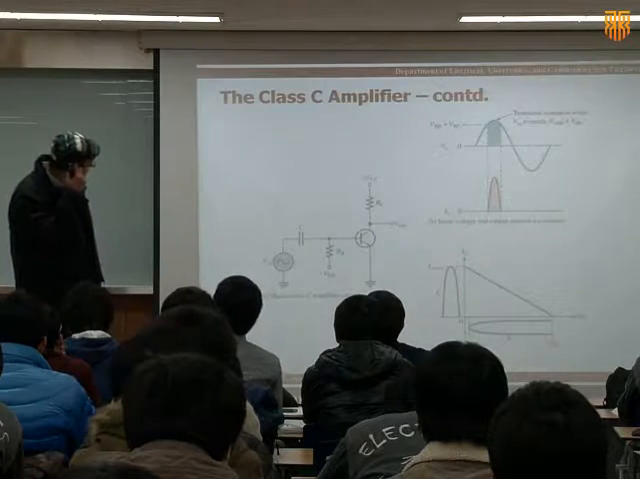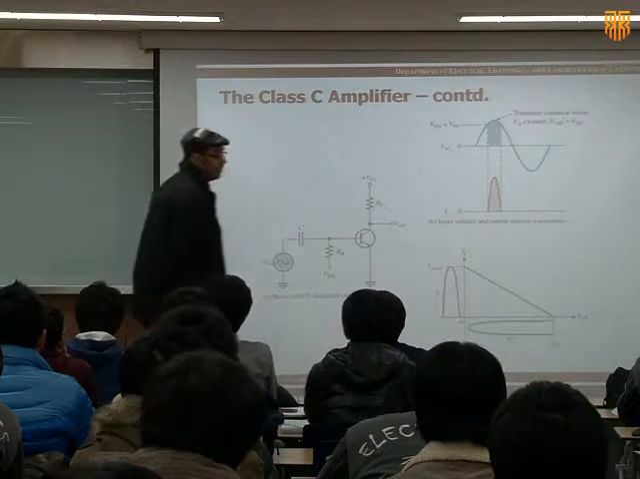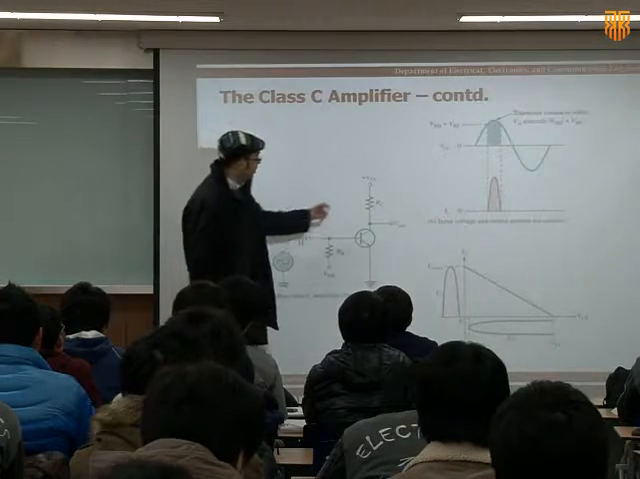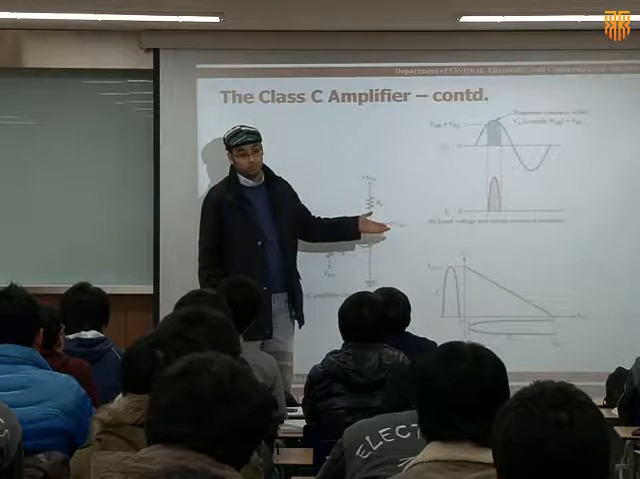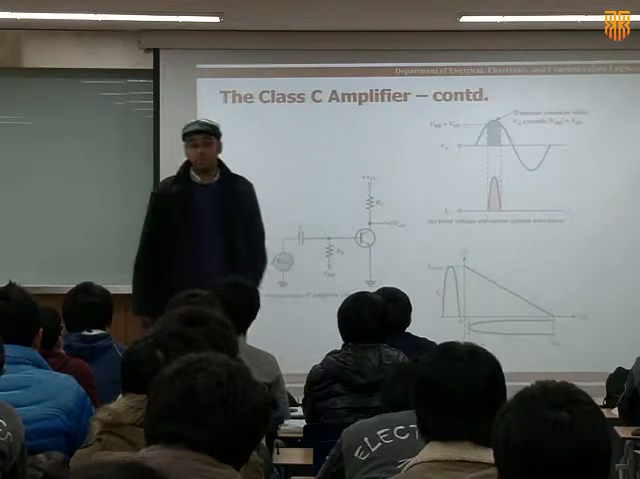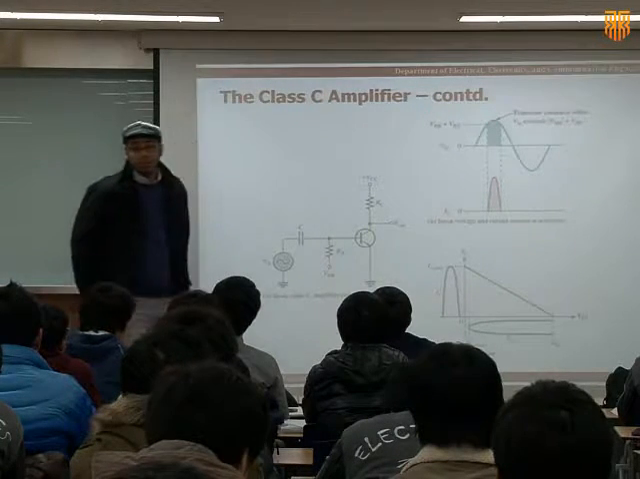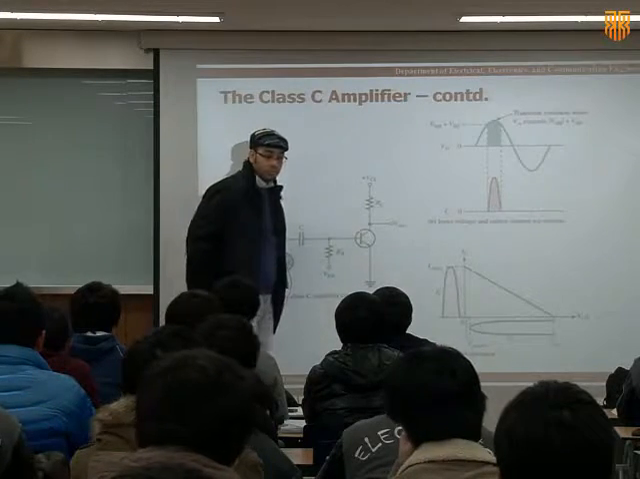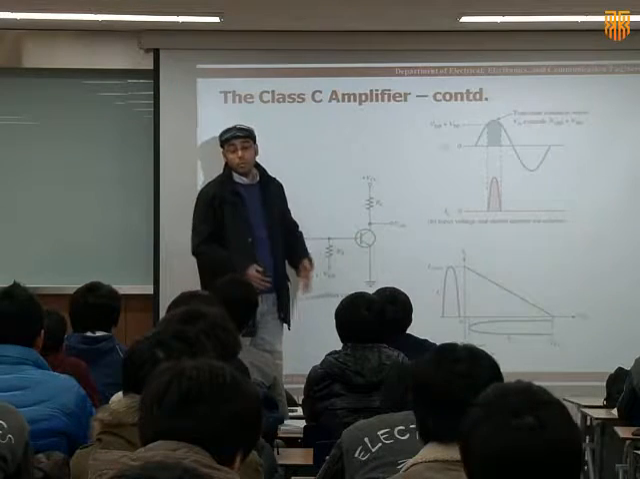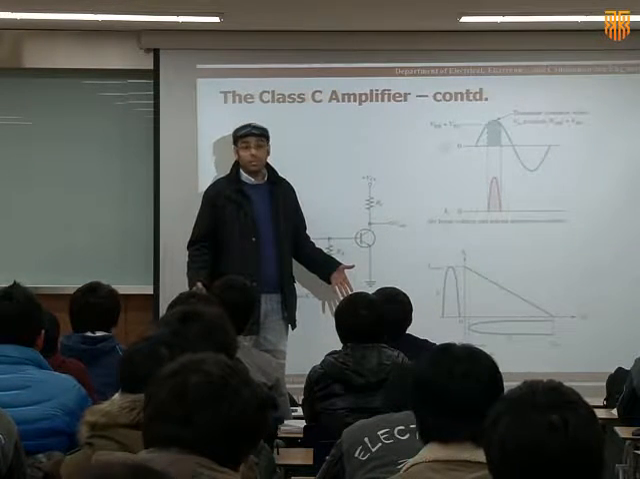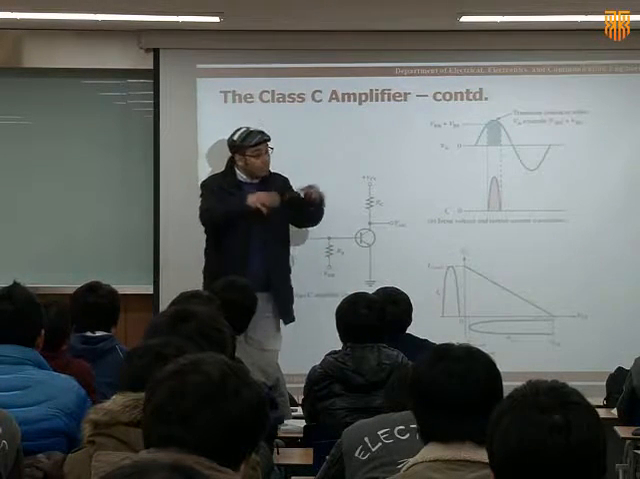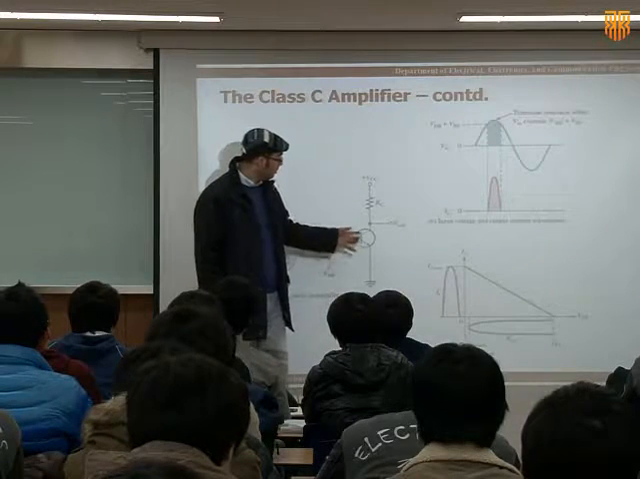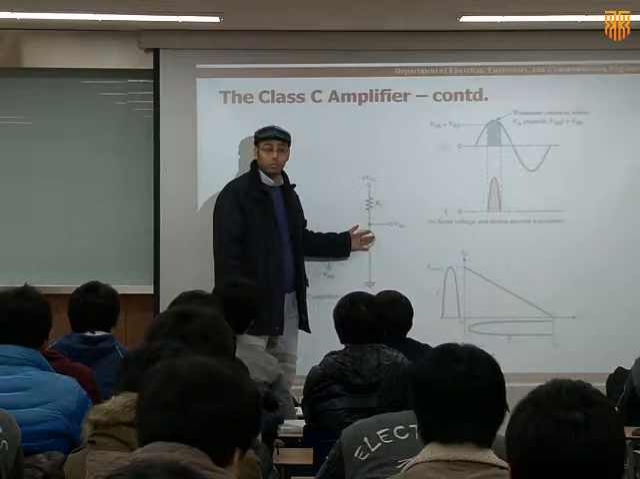So what is the output power? It equals IC multiplied by RC, right? This is the output power. And the input power equals what? The input power equals the output power plus something I lose, right? The output power plus something I lose equals the input power. So what is the something I lose? So I can find this one. I find the efficiency.